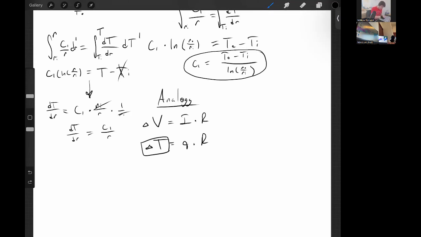So let's go ahead and solve for Q, because if we have the change of temperature and we have Q, we should realistically have a term for R at that point. So we know what heat flow is using Fourier's law.